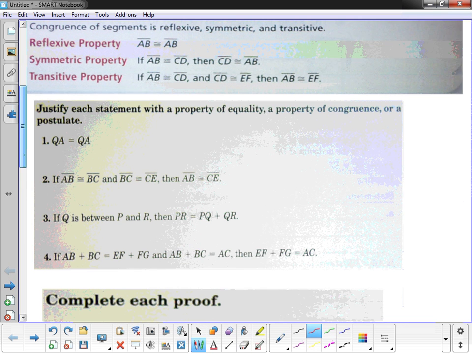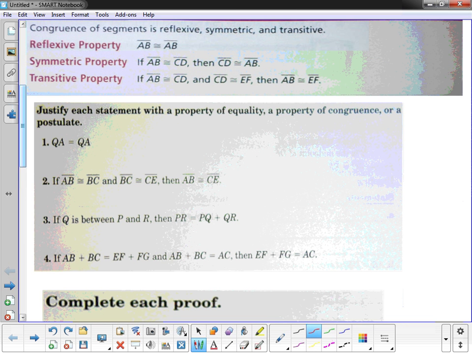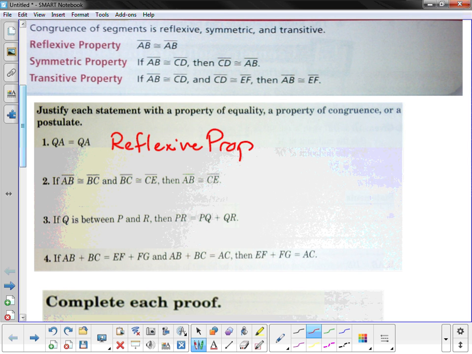We're going to get a part that looks like this, and it's going to tell us to justify with the property of equality or the property of congruence or a postulate that would state that this is true. Well, the first one just says QA equals QA. That is the reflexive property of equality, not of congruence, because there are no congruent marks. Now, as far as I'm concerned, we could just say reflexive property. We don't have to say reflexive property of equality. But technically, that's what you should say.